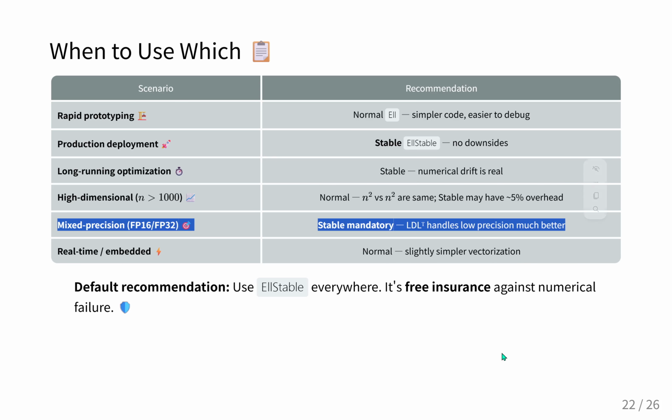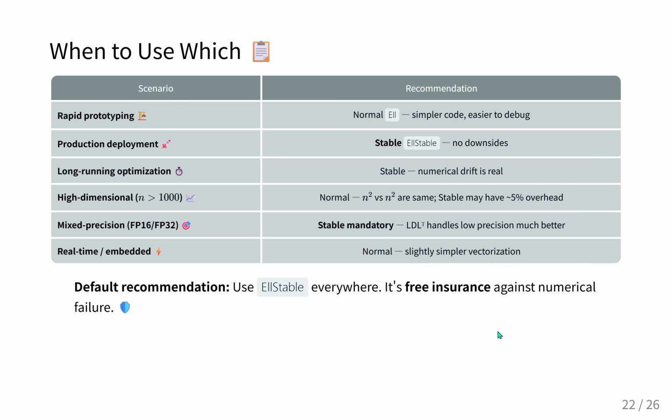If you try to use the normal ellipsoid update in a 16-bit environment, the matrix will collapse almost instantly. Because it just can't handle the aggressive rounding. Right. But the LDL factorization in the stable method handles that low precision remarkably well. The structural guarantee of that D matrix keeps the shape intact even when the numbers are highly truncated and fuzzy.